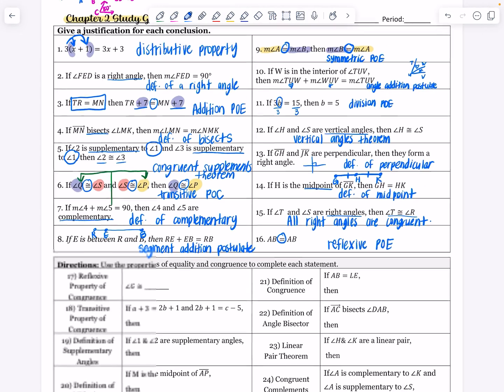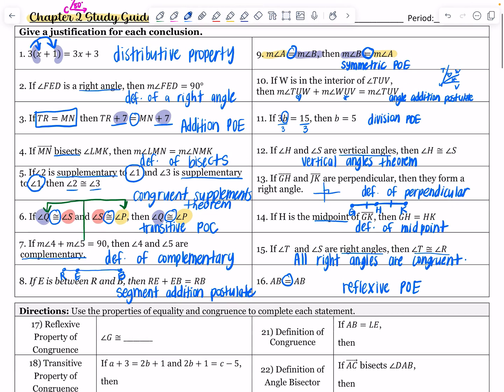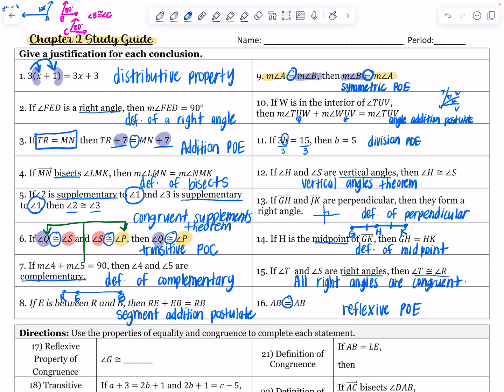Okay, so that is for 1 through 16. Reflexive property, you should look in the mirror and you should see yourself. Symmetric property is where the left side is equal to the right side and the right side is equal to the left side. You can interchange those on each side. Those are our properties for 1 through 16.